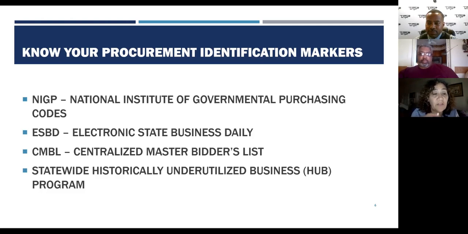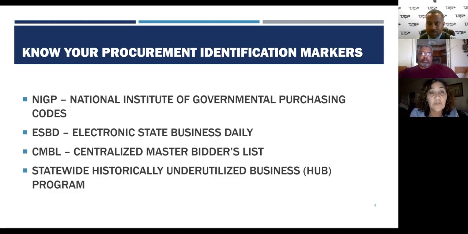I told you about the NIGP codes, and HUBs that are certified get their business profile listed in the HUB directory list for free. But anyone on the centralized master bidders list has to list for a fee. The HUB directory is a sub list within the centralized master bidders list. Any purchasers that are posting on the Electronic State Business Daily must provide electronic notices of the solicitations they're posting. And based on the NIGP codes of that solicitation, they will look for vendors on the centralized master bidders list, get a list, and send an email notification.